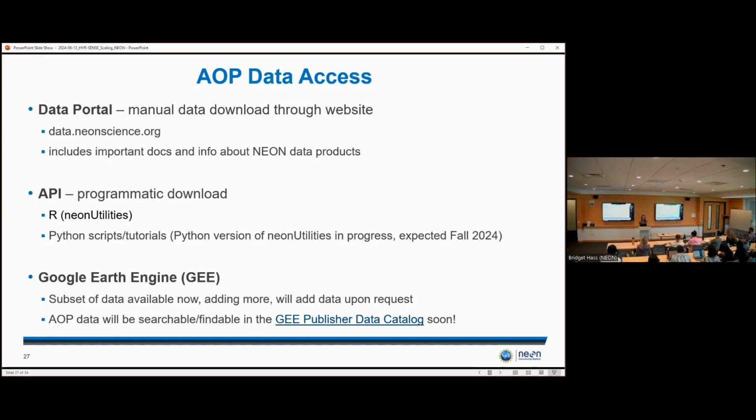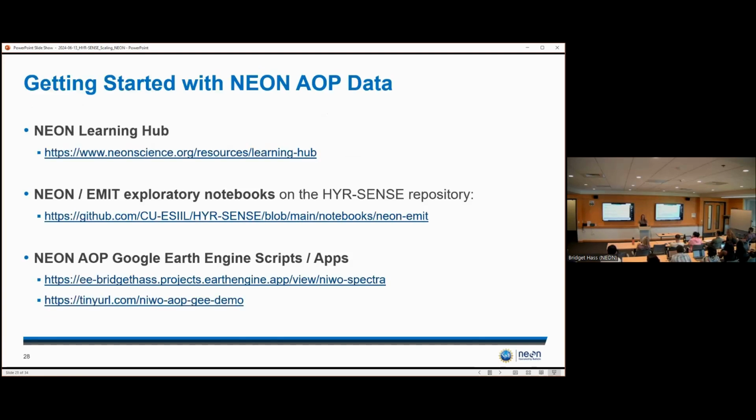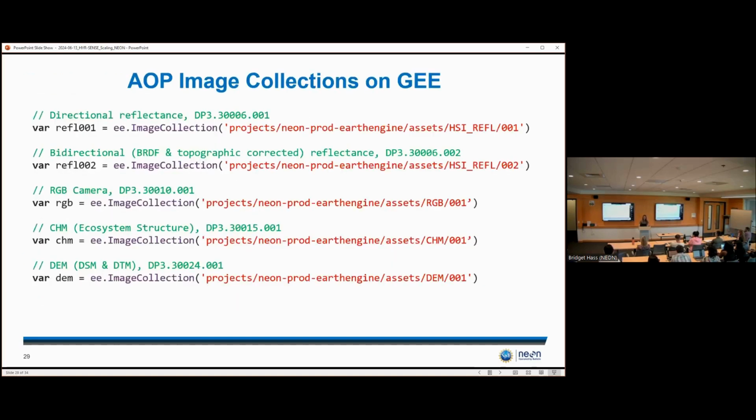And then pretty soon, hopefully in the next couple of months, you'll be able to just search and find the NEON data on the GEE data catalog. We have a lot of resources for getting started with the NEON data and AOP data. We have a learning hub linked here. I think these slides will be shared. And then, as I mentioned, there are some exploratory notebooks on linking NEON and AOP data to EMIT. They're kind of just starter scripts. And then we have some Google Earth Engine scripts and apps for you to play around with if you're interested in. And this is just more for reference, but this is where to find our data on Google Earth Engine.